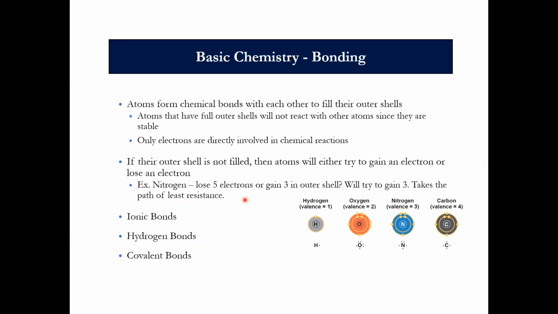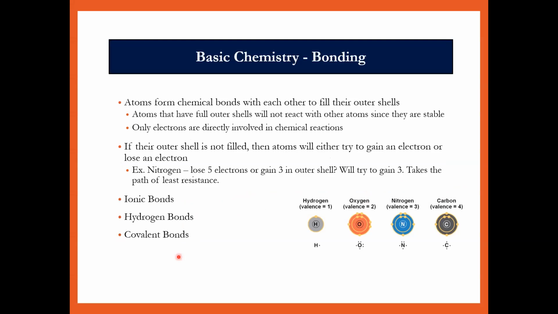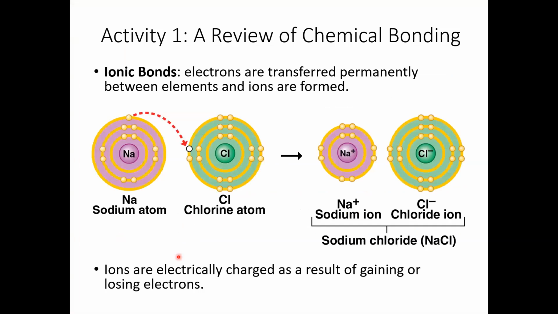So there are different types of bonds that can be formed between these atoms. We have ionic bonds, hydrogen bonds, and covalent bonds, and we're going to go through all of those in quite some detail. Okay, I think I posted this twice, sorry. Okay, so the first thing is going to be ionic bonds. So here, electrons are transferred permanently between elements and ions are formed.